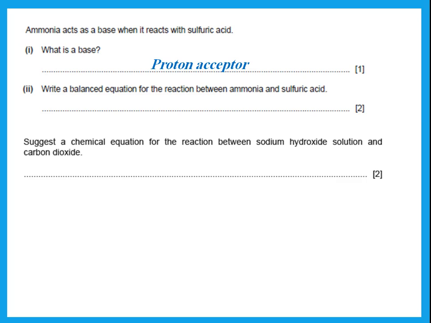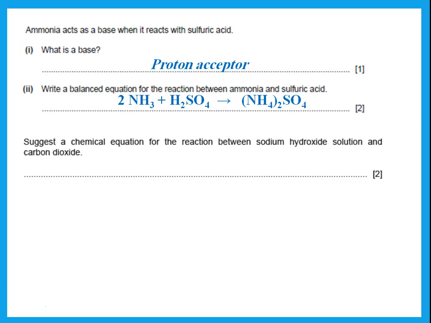So ammonia and sulfuric acid. Ammonia, you remember how do we write ammonia? Ammonia is NH3. Sulfuric acid is H2SO4. And we said when we have ammonia with an acid, it gives ammonium something. So ammonia with sulfuric acid will give ammonium sulfate. Remember, valency of sulfate is 2. And then to balance, I need 2 in front of the ammonia.